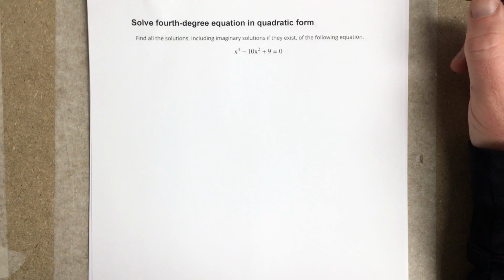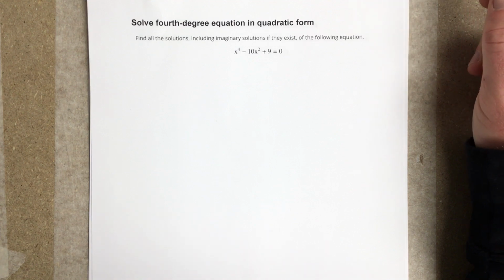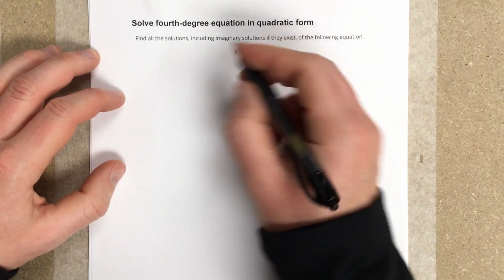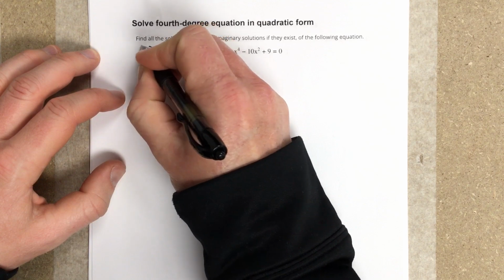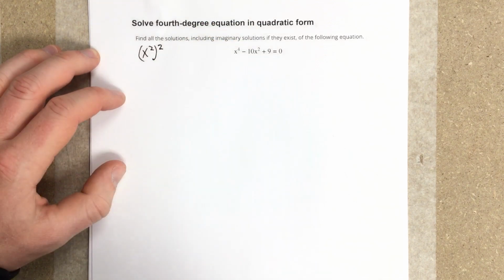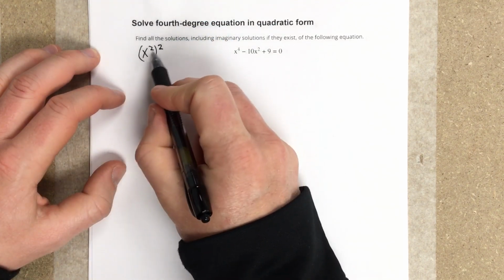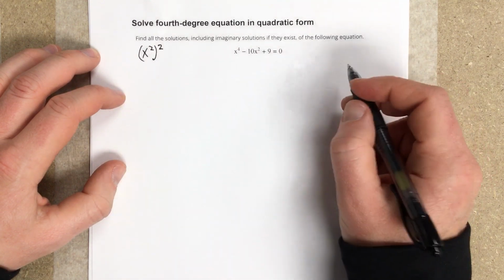In this video, we're going to solve a fourth degree equation in quadratic form. It says find all the solutions, including imaginary solutions, if they exist, of the following equation. Now, one thing we need to note is that x to the fourth is really x squared squared, right? Because power to a power means multiply the power, so we get x to the fourth there.